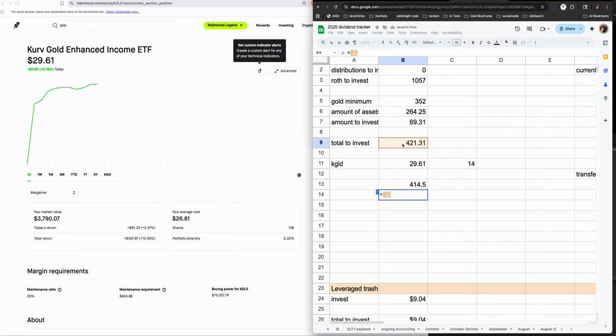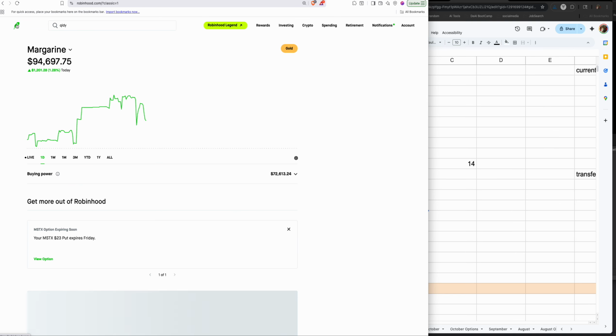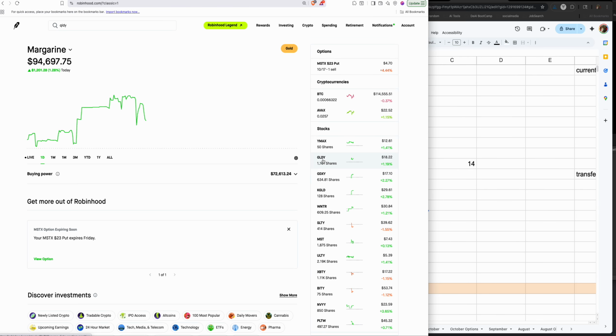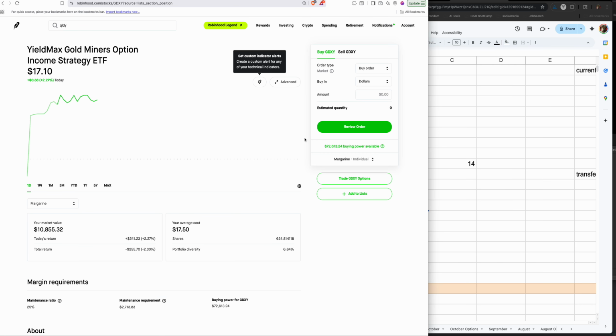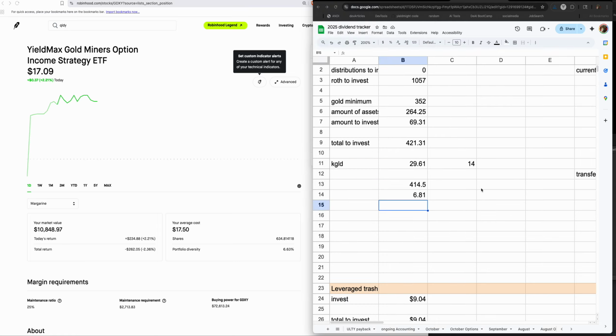So this minus this. I'm pretty sure for GLDY, we can only do whole shares as well. So for GDXY, we'll do $6.81. And the way that I derived this was we had to have $352 minimum in gold.